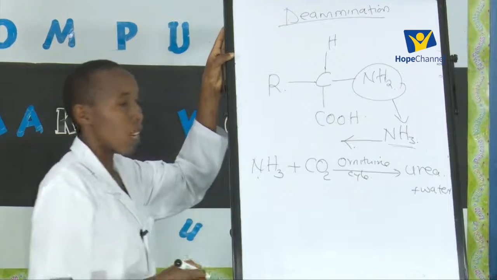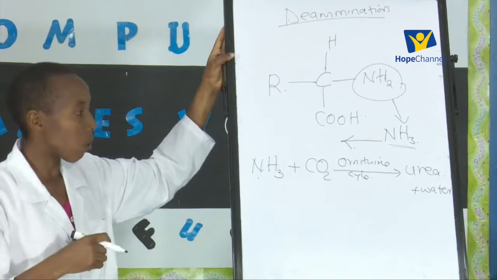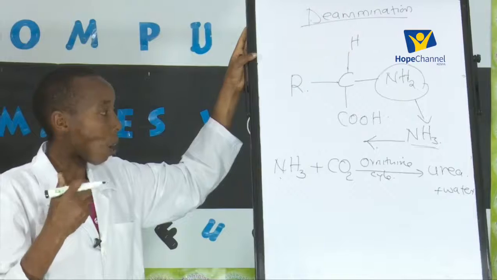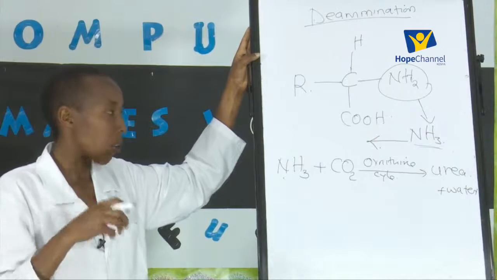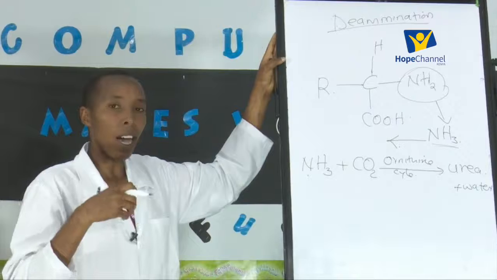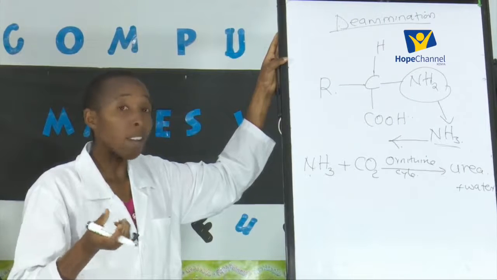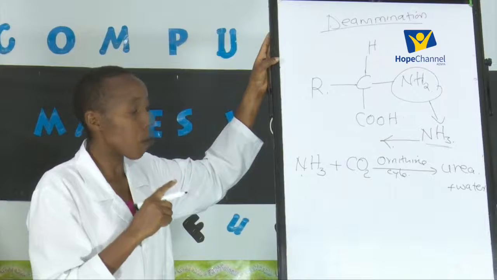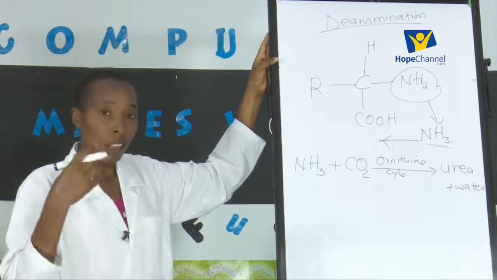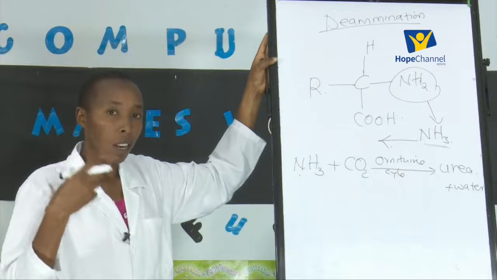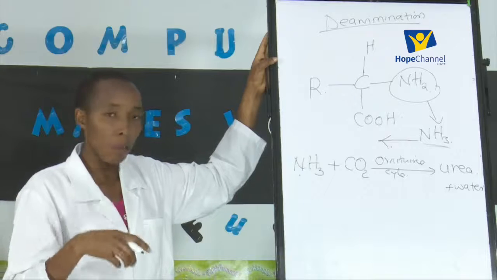And of course, we know from the previous lesson, where we discussed those metabolic wastes, that when you compare ammonia and urea, ammonia is more toxic. It is highly soluble in water, hence requires a lot of water for its elimination. But urea is less toxic, less soluble in water, and requires less water for its elimination.